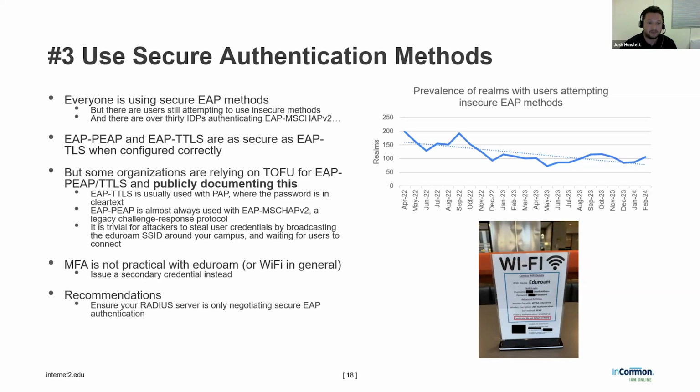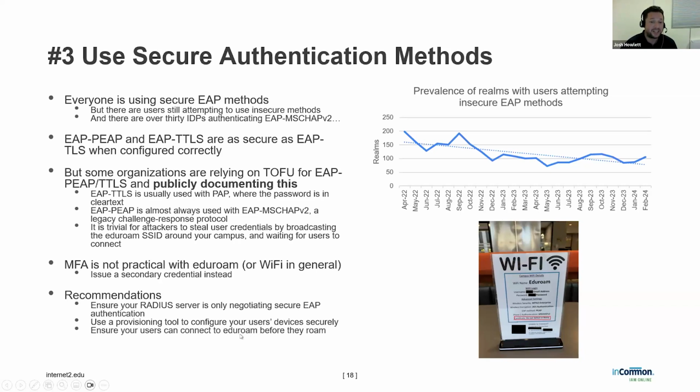So just a couple of recommendations. Ensure that your Radius server is only negotiating secure EAP authentication. So just double check that you're not offering EAP MS Chat v2 outside of a PEAP or TTLS tunnel. Use a provisioning tool, again, as we saw earlier, to configure your users' devices securely.